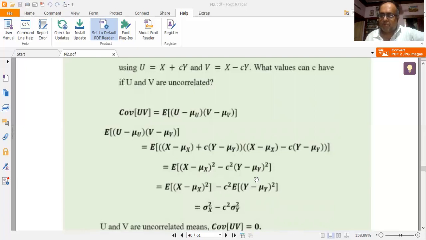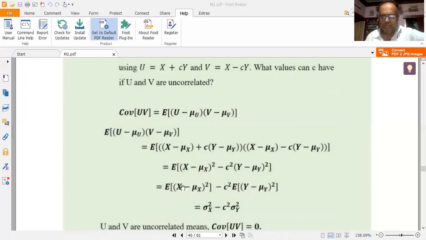Apply the expectation property, that is, expectation of A plus B is equal to expectation of A plus expectation of B. Here A is equal to (X minus mu X) the whole squared, and B is equal to c squared into (Y minus mu Y) the whole squared. So this becomes E of A plus E of B. So this becomes E of (X minus mu X) the whole squared minus c squared into E of (Y minus mu Y) the whole squared.